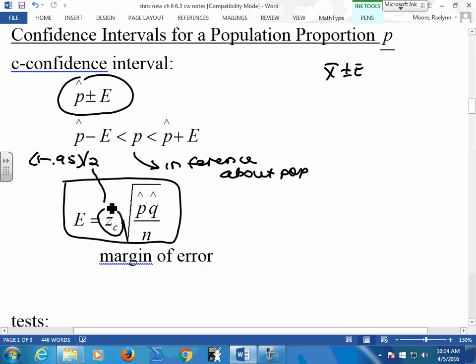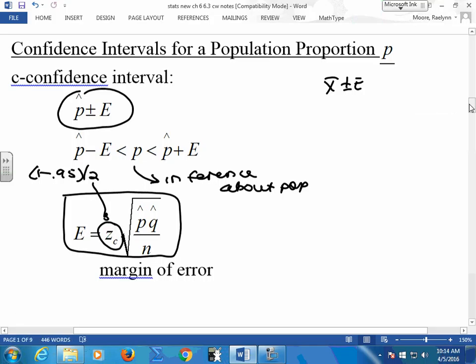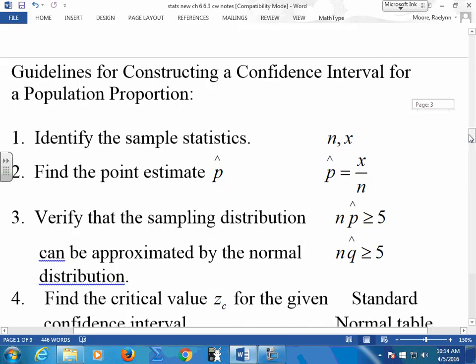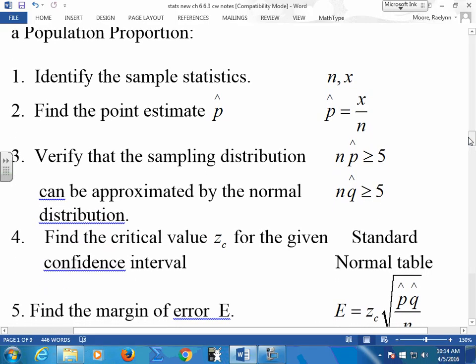We're going to find your ZC in inverse norm. We're going to use your P hat, your Q hat, and your N. Q hat you're going to find: P hat you find by proportion, then you subtract it from 1. The rest is about the same. So again, you're going to identify your statistics. You're going to find your P hat. You can find your Q hat.